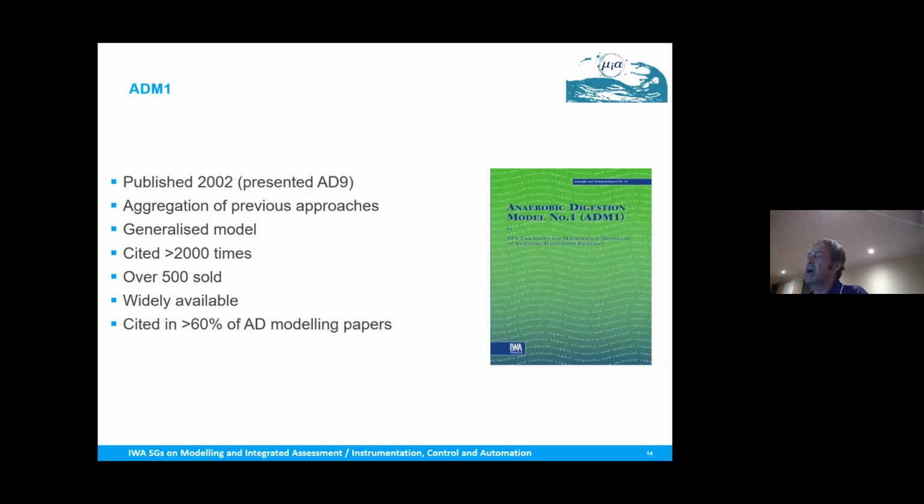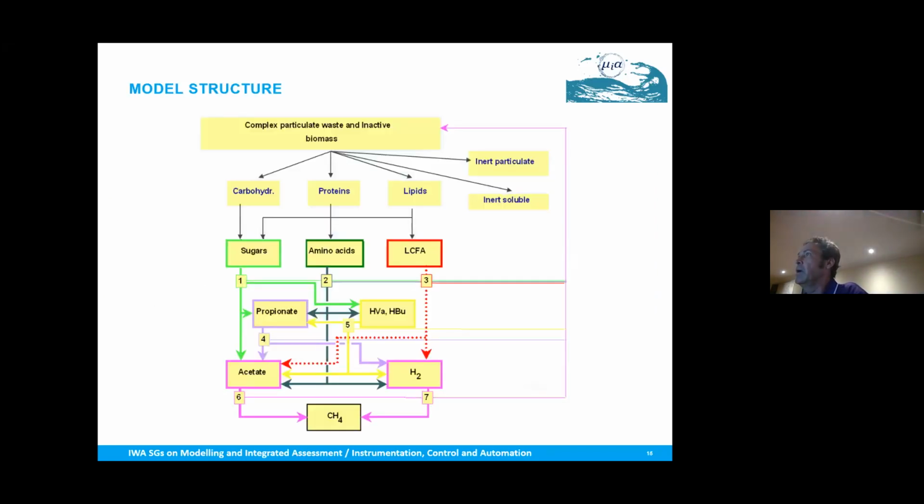It was cited more than 2,000 times, and it actually sold out. I think the first run of 500 copies sold out about 10 years ago. So ever since then, you'll be getting print-on-demand copies of the ADM1. It's probably cited in about 60% of modeling papers. So I'll just talk about what we put together.